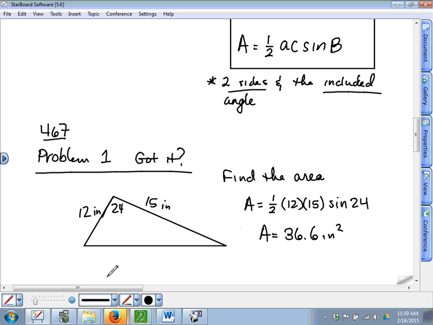Okay. So, any questions on that? Try the A practice just beneath it. Try that one on your own. See if you can do that one. The A practice number 1. See if you can do that one.